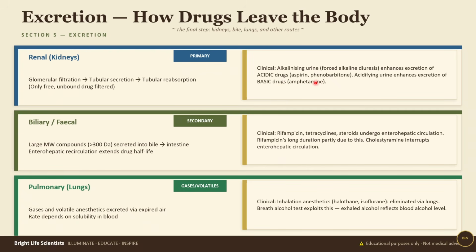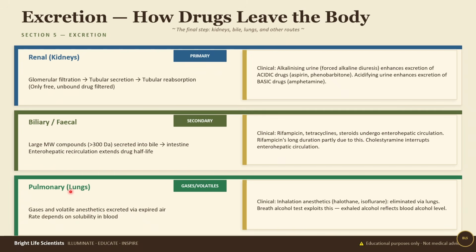Then we have biliary or fecal excretion. This is the secondary route. Large molecules that are secreted into bile are taken to the intestines, and from there they are excreted as feces. Some of these drugs get reabsorbed from the intestine into the portal circulation, the enterohepatic circulation, extending their half-life. Classic examples include rifampicin, tetracyclines, and estrogen, but cholestyramine interrupts enterohepatic circulation. This is used therapeutically.